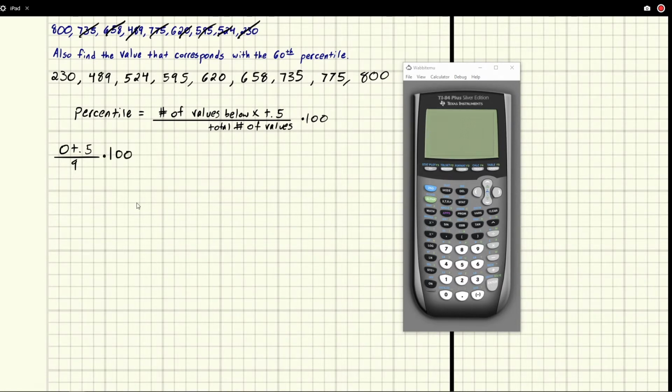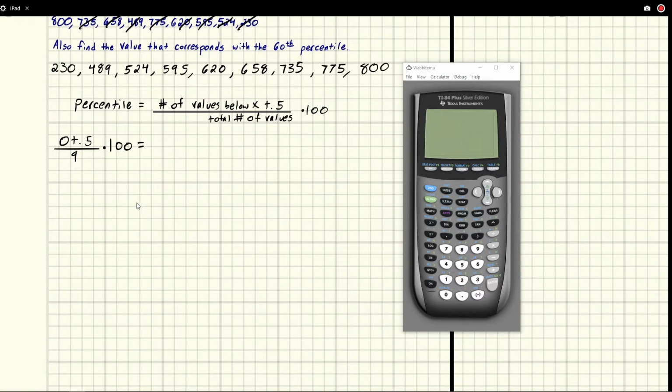This will give us the percentile for 230, and then we go to the next one. Notice that we're just going to go up by 1, because now there's one value below it, the 230. We add 0.5, divide by 9, the total number of values, times 100. That's going to give us a number. Then we go up to 2 plus 0.5 divided by 9 times 100. Then you go up to 3, up to 4, up to 5. This number just keeps going up by 1. It's the same formula over and over.